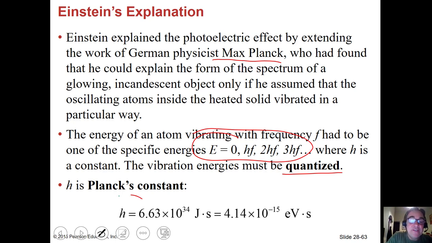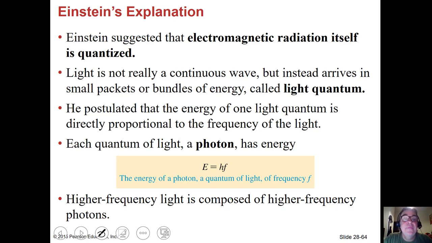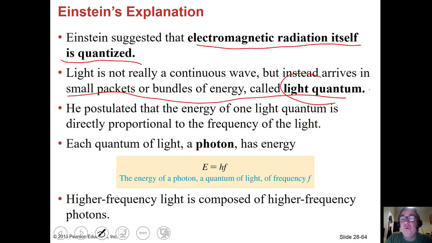Okay, so here's Planck's constant in SI units. You saw that earlier. Here's Planck's constant in eV times seconds. Okay, good. So again, Einstein ran with Planck's idea. Electromagnetic radiation is quantized. It can only have certain values, in other words. So light is not really a continuous wave, but instead arrives in these little packets called light quanta. We've been calling them photons. And then we see the energy of each photon.